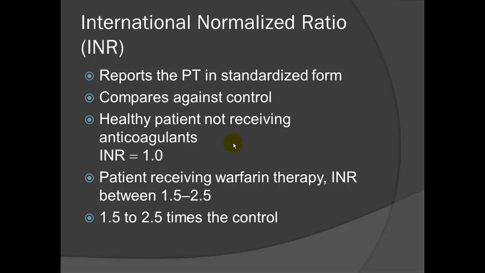International Normalized Ratio, or the INR. This reports the PT in a standardized form, and it compares it against the control. Healthy patients not receiving anticoagulants should have an INR of 1, meaning that it came out equal to the control. For patients receiving warfarin therapy, the INR should be between 1.5 and 2.5, which means 1.5 to 2 times the control. INR is an easy way of standardizing. If you got an INR reading in one hospital, it'll be the same in another.